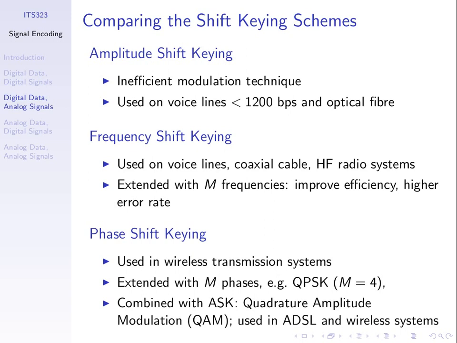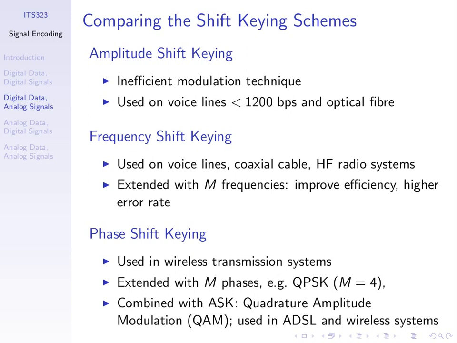Where are they used? In practice, it turns out amplitude shift keying is the least efficient of them in terms of utilising the bandwidth. So it's used when we need a small data rate, old voice systems, or when we have a lot of bandwidth, optical fibre, because it's quite simple. Frequency shift keying is commonly used in wireless, some radio systems, high frequency radio systems, some coaxial cable TV systems.